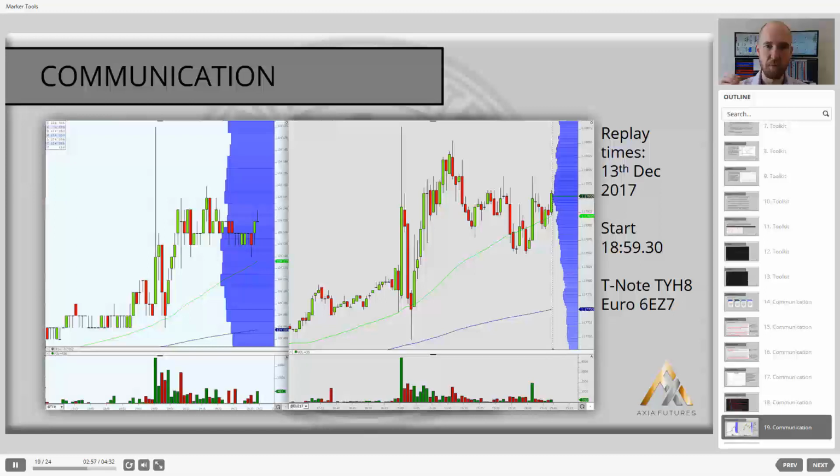Now remember to pause after you've started so you can set your ladders up. You want a T-note ladder, which is TYH8, and a Euro ladder 6EZ7. The reason for the 8 and the 7 is the T-note had rolled, the Euro had not at this period in time. Go and have a replay of those, have a trade of them.